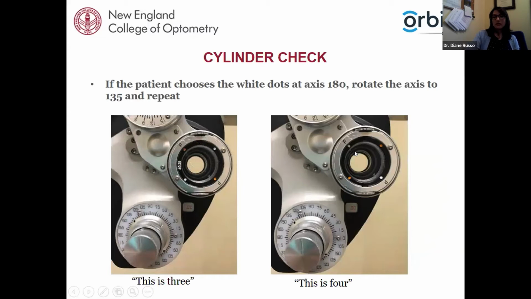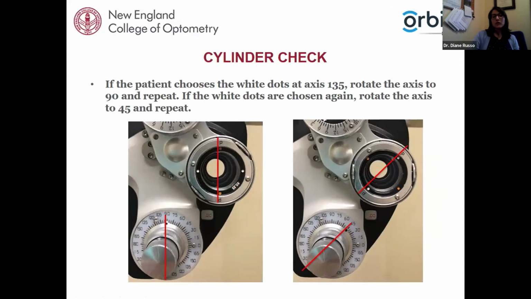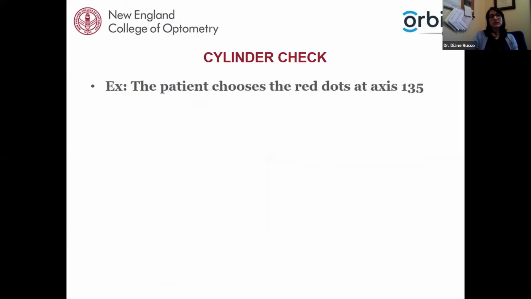So they're rejecting the cylinder power. You would then move your axis to 90, give them the same choices. If they reject the cyl again, by choosing the white dots in the 90-degree orientation, then you would rotate the axis again to 45. So this is to check all the major meridians to see if the patient does demonstrate a preference for cylinder in any of those axes, in any of those orientations. In the example I just gave, the patient rejected, so they chose the white dots in each of those orientations. And let's say the patient does demonstrate a preference for cylinder.